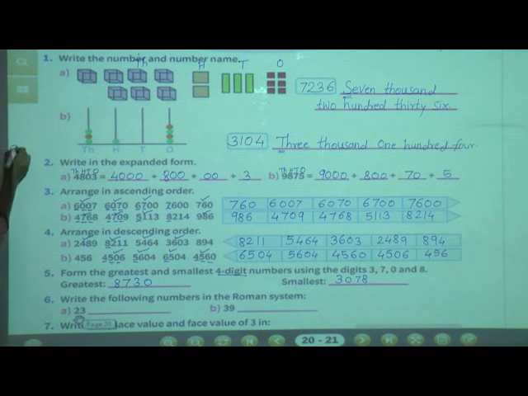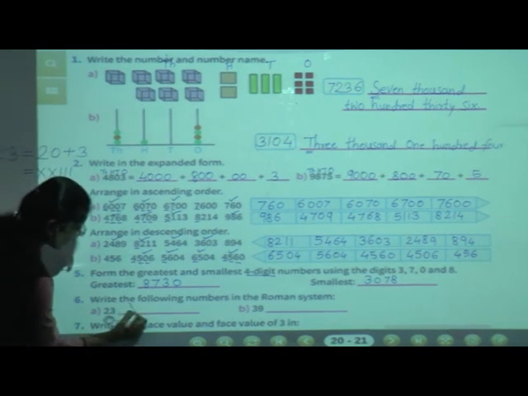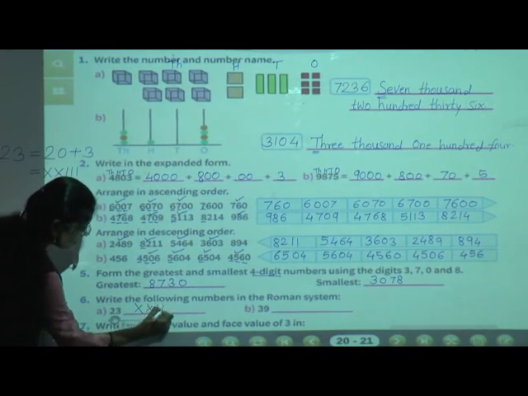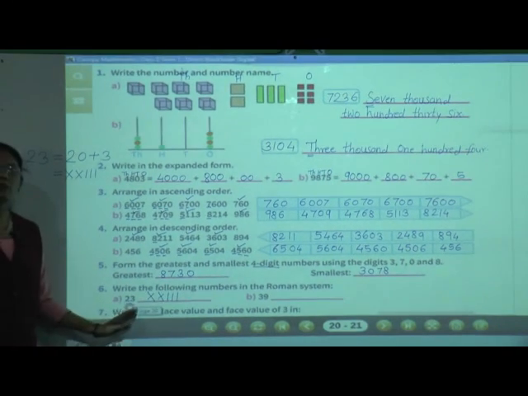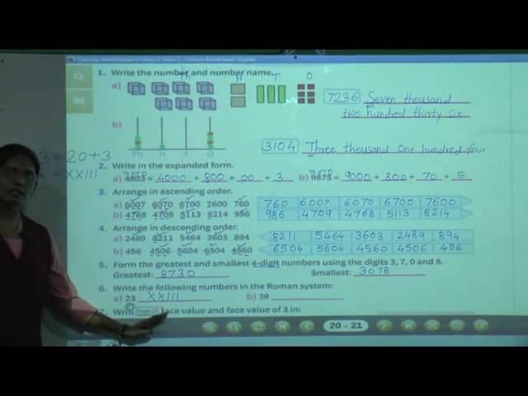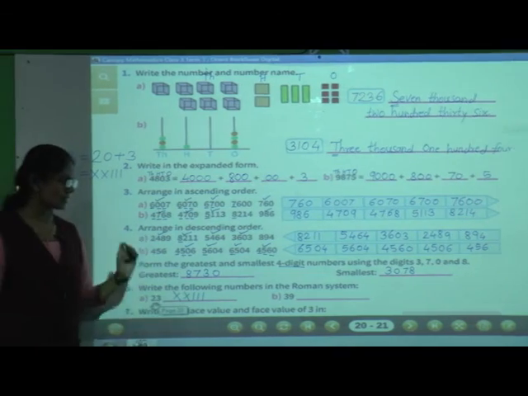23 is equal to 20 plus 3, isn't it? For 20, double X is there. Yes, and for 3, triple I is there. So how can we represent 23 in the Roman number system? XXIII. This is 23. In this way we can represent numbers in the Roman number system.